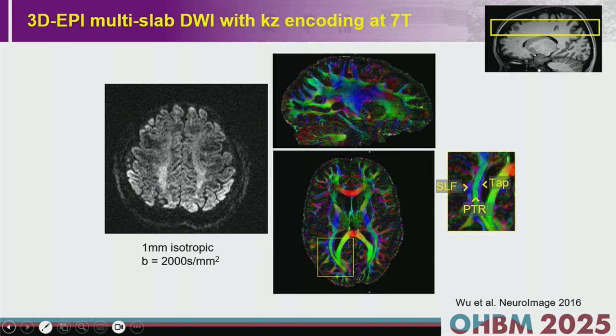Another method is 3D EPI multi-slab. So basically, in this technique, they excite slab by slab. In each slab, they use kz encoding, right? Here are the results. It shows very fine details.